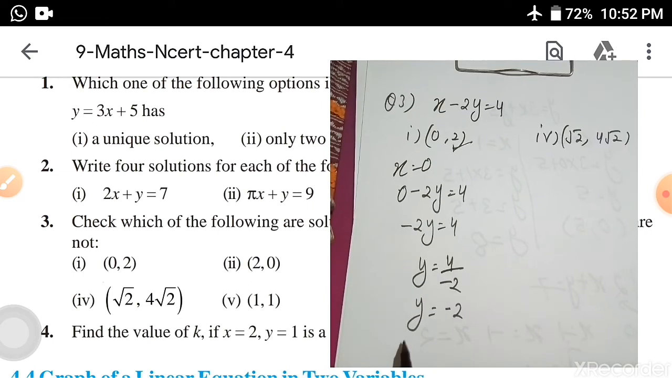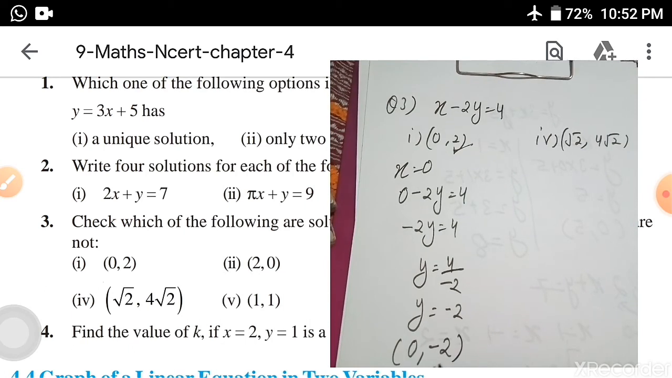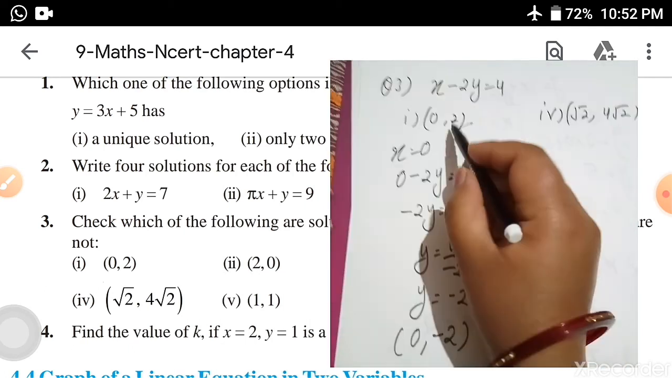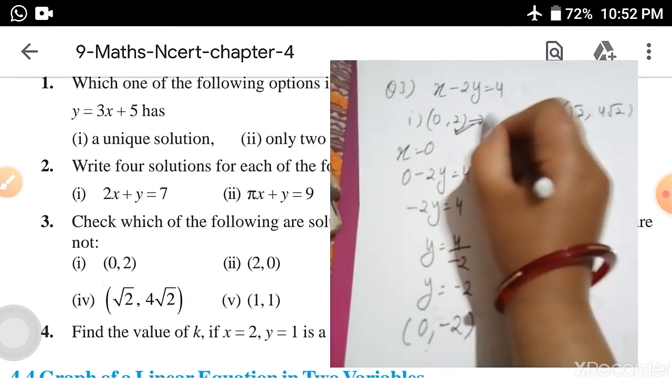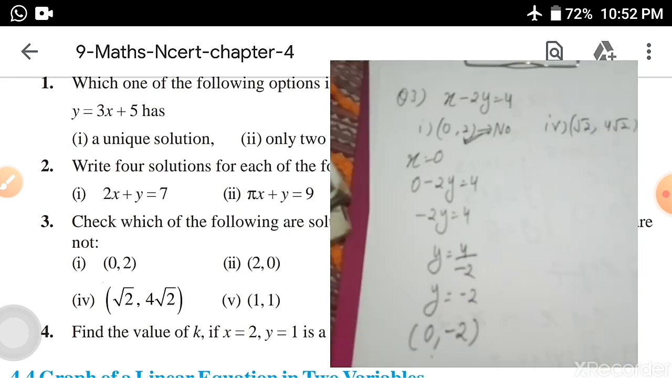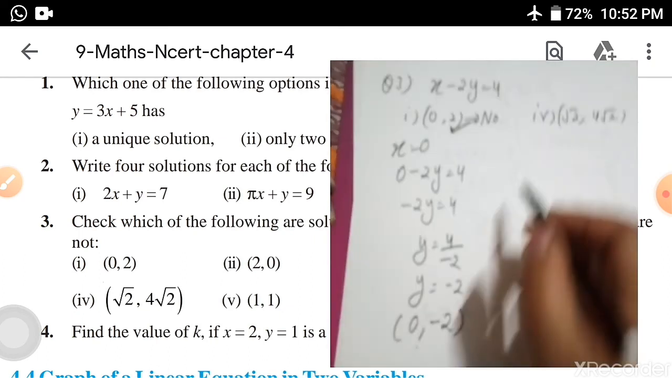So you can see that if we put x equal to 0, we get y equal to minus 2. But the solution should be 2. That means this is not a solution of this equation. You will write no, but you have to solve all of these. You have to show the process also. Now move to the next part.